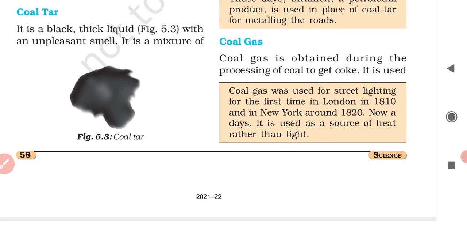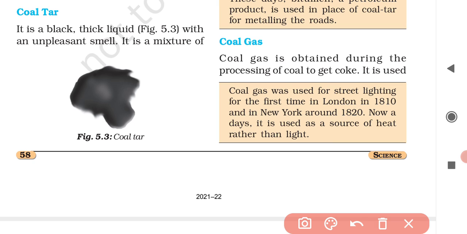Coal tar is a liquid. Coke is a solid, coal tar is a liquid. So coal tar is a thick black liquid having an unpleasant smell, which is obtained by heating coal in the absence of air. In the absence of air, when coal is heated, coal tar and coal gas are produced, and coal tar is a thick black colored liquid which has an unpleasant smell.